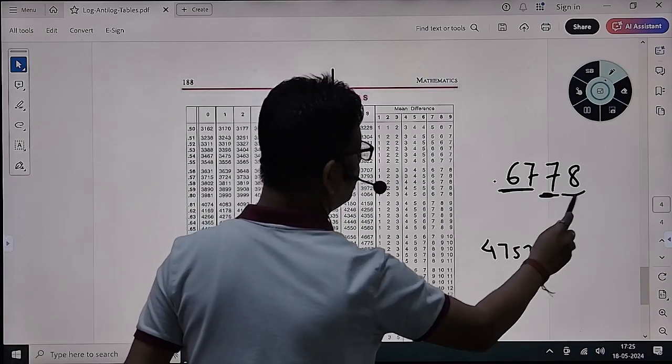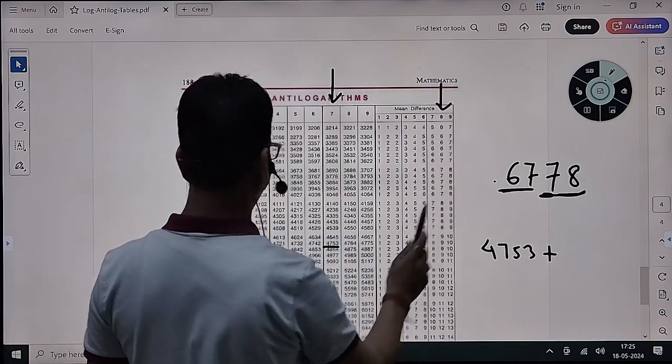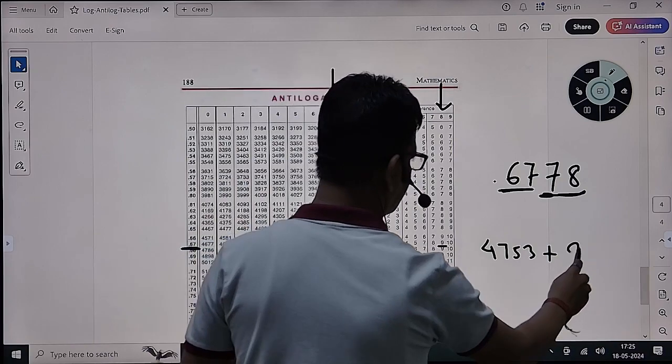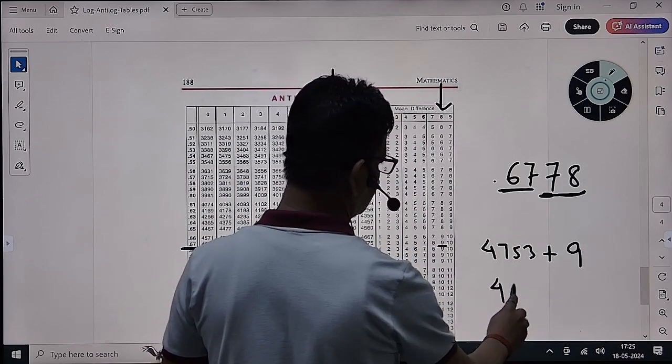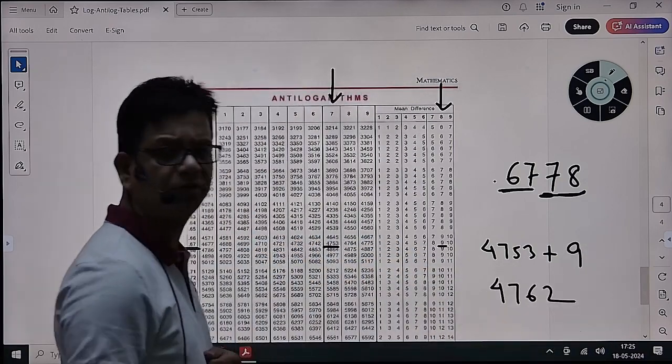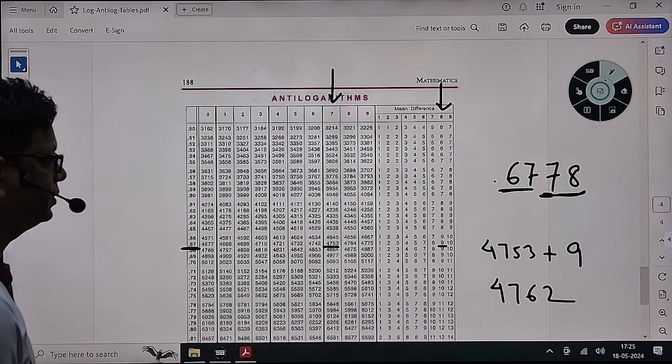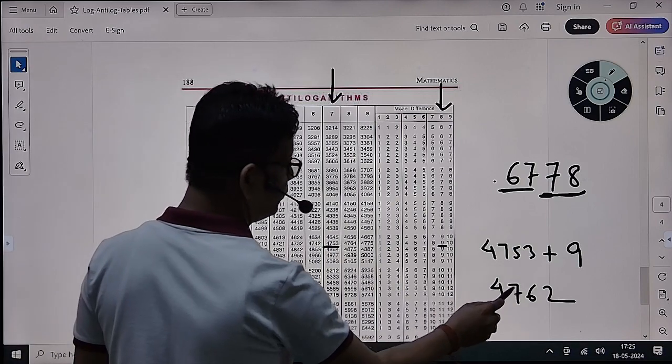Now the mean difference 8. So this is your 8. Here the number is 9. Right? So you just add it. It will be 4762. I think you don't have doubt in this. Okay. So 4762. Done now? Is it okay, all of you?